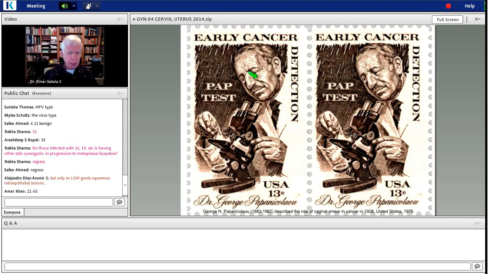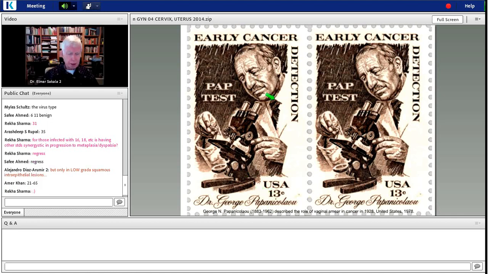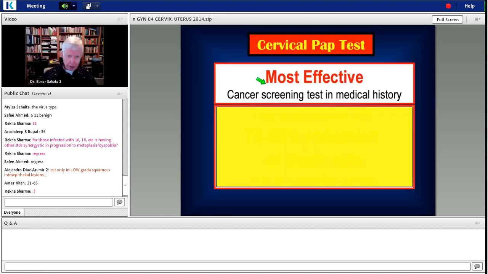This is a stamp, a USA stamp. Look at this, 13 cents. And it's Dr. George Papanicolaou, who was the pathologist at Cornell University, who in 1928 described the role of vaginal cytology for the prediction of cervical cancer. Now we are honoring Dr. Papanicolaou.